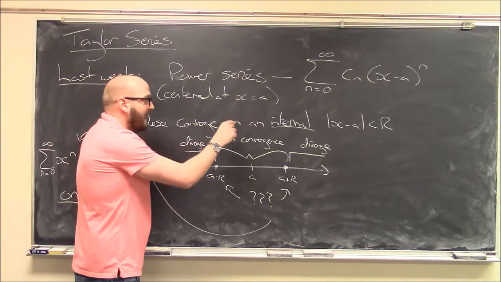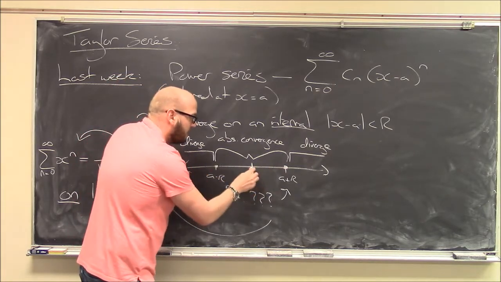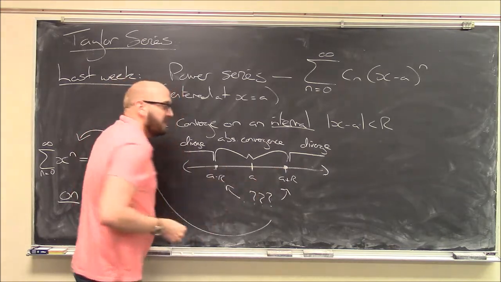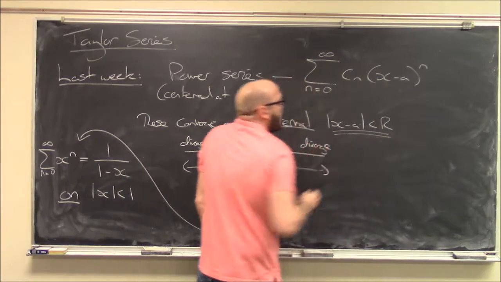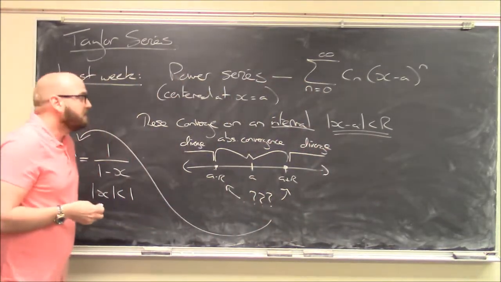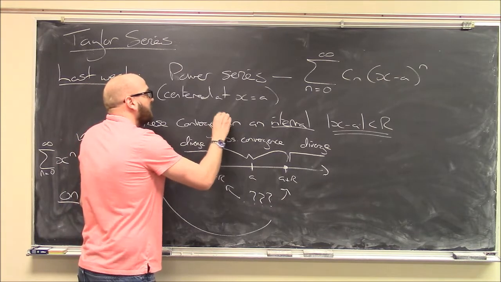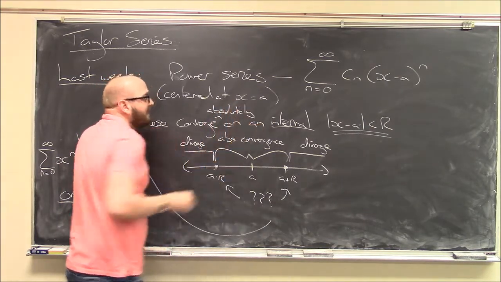This converges absolutely on this interval. So here's my center a, and around a, from a minus R to a plus R, I've got this interval on which it converges absolutely. So this is what this represents: the absolute value of x minus a is less than R. Let's actually modify this. It converges absolutely, to be very precise.